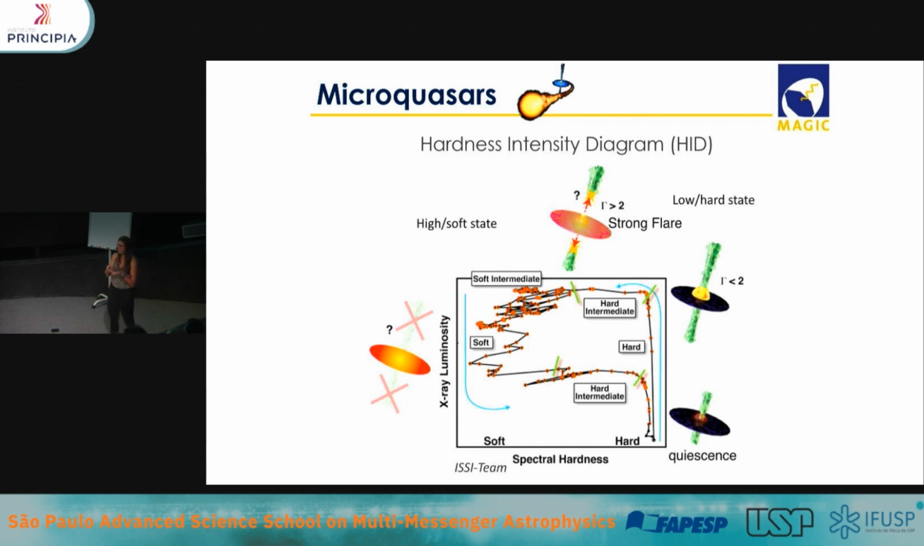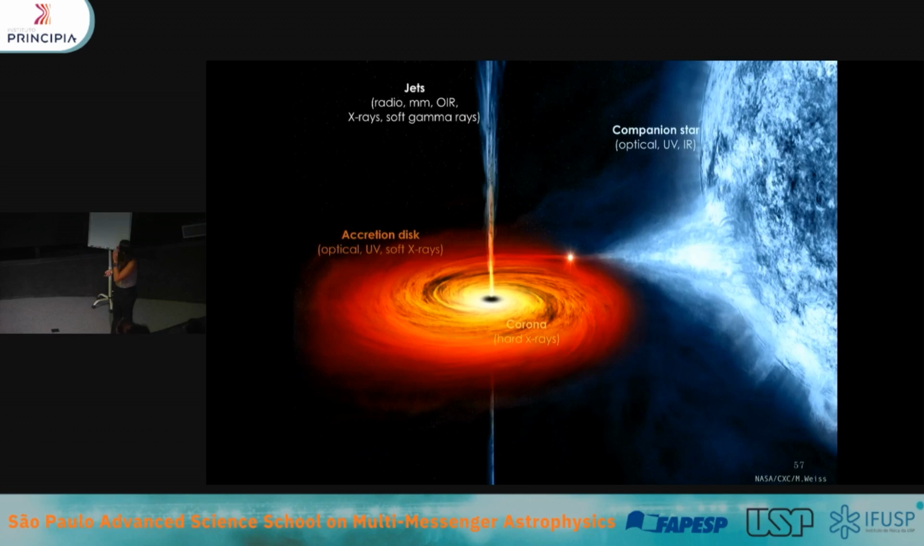So many of the observations that we are doing at very high energies are to really try to catch these systems when they have their jets active, because if you have the jets, you could have protons, you could have electrons, and they are accelerated in the jet, and there is where you could expect some gamma ray emission. So here, this is an image of what Cygnus X-1 would be.